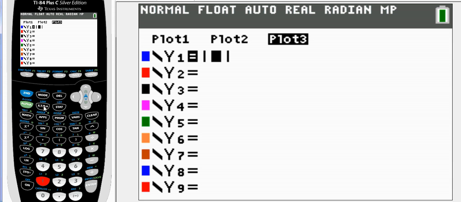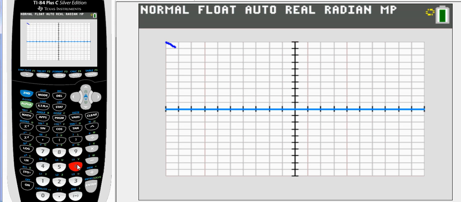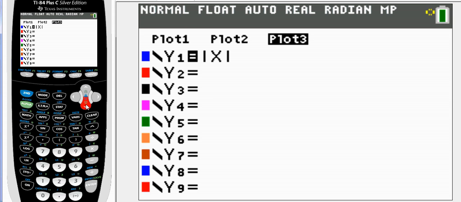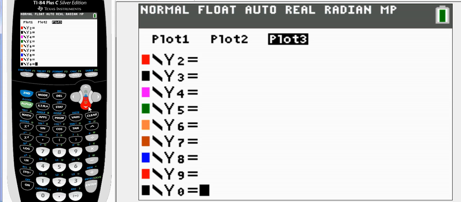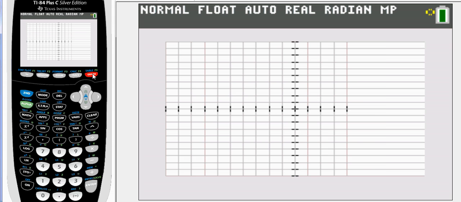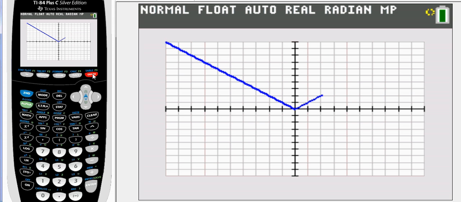And I want to graph the absolute value of x. And then I am just going to, this first time, hit zoom 6 so that it puts it in a nice window for me. Excuse me. And this is what it should look like. And I must have another function in there somewhere that it's graphing that blue line. Oh, maybe not. I'm going to just go ahead and turn my plots off for just a minute. All right, there we go. Okay, so here's the basic function of the absolute value of x.